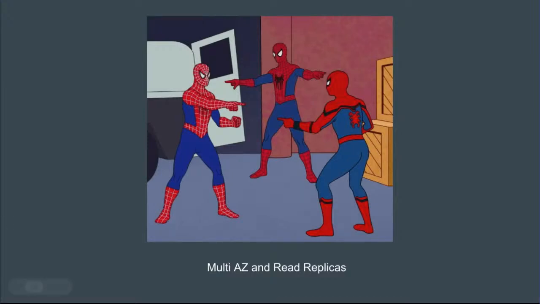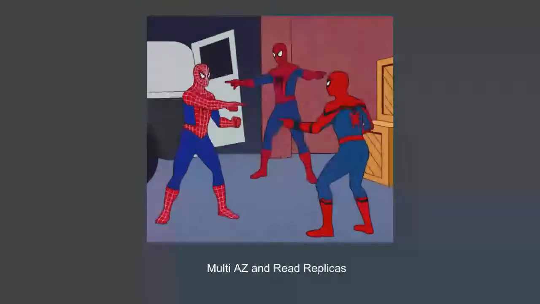So you have multi-AZ. Again, for people who didn't understand this meme, it's basically about if one Spider-Man goes down, there's another one from a different universe to come and help out the other one, right? So it's multi-AZ. If one thing goes down, you can still have another one, and there are read replicas available. So you can start reading the data from read replicas, instead of relying on one master database.